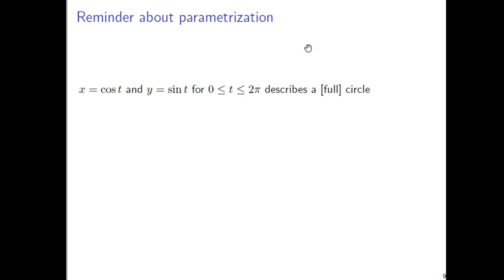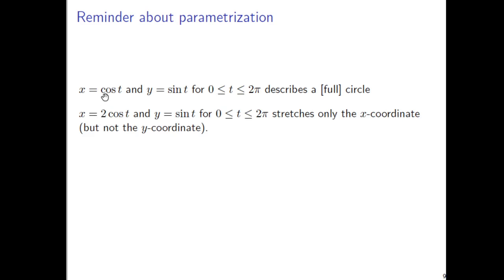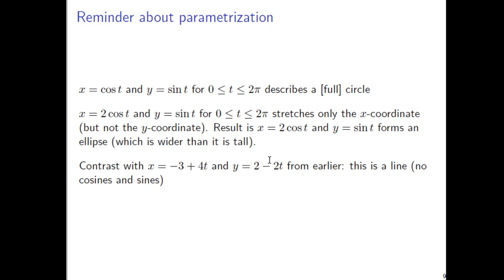Just some reminders about parametrization, because parametrization as a concept is one of the most important things we need in the final chapter. So just a reminder that x equals cosine of t, y equals sine of t, t going from 0 to 2 pi describes a full circle. If we switch up the x formula by putting a 2 in front of the cosine of t, this should stretch only the x coordinate, but not the y coordinate. So you can think about what shape that makes, right? That should form an ellipse. Contrast this with x equals -3 plus 4t and y equals 2 minus 2t, which we had seen earlier. This is a line. Notice the absence of sines and cosines.